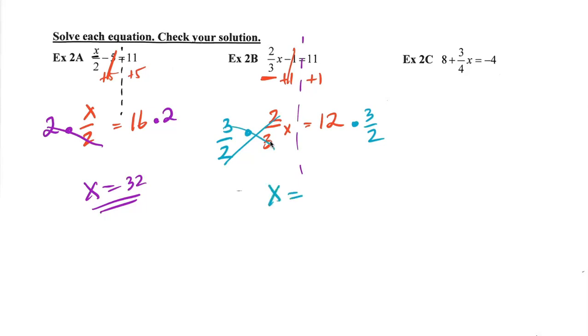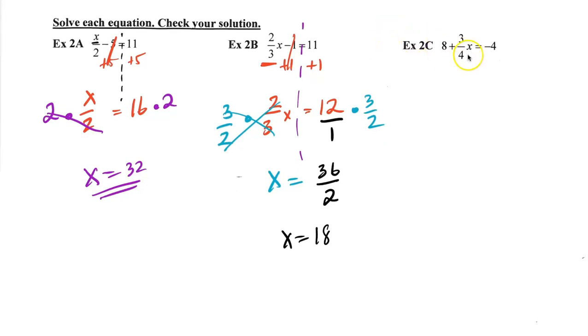Now I'm going to do an extra step here, right? If you're not sure how this works, keep in mind you could always make it a fraction. If you have a whole number, put it over 1. And then the way you multiply fractions is multiply across. 12 times 3 is 36. And then 1 times 2 is 2. 36 divided by 2 is 18. So there it is. Let's do the next one real quick.